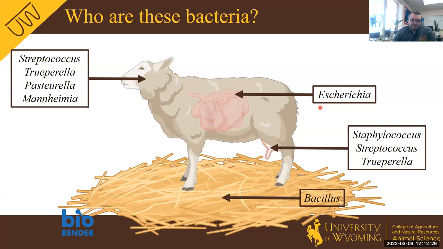Mannheimia are also found in the respiratory tract, and they're also a pathogen that causes pneumonia. And then Pasteurella are also found in the oropharynx or part of the upper respiratory tract. So this in itself is important to recognize because there are many other sites that harbor these bacteria that cause mastitis. So we can't just simply disinfect the environment and expect these bacteria to disappear because they're already within the ewe itself. So she's always going to be shedding bacteria that contaminates the environment as well that can eventually re-enter into the mammary gland to cause mastitis.